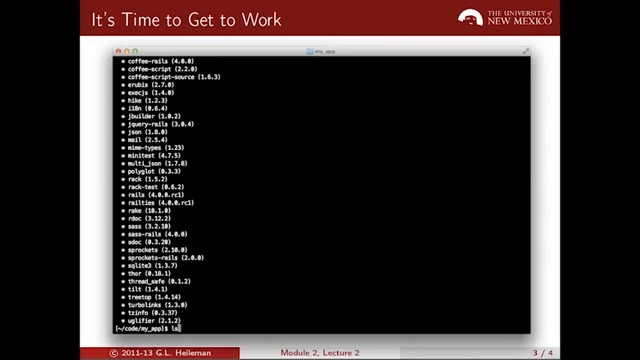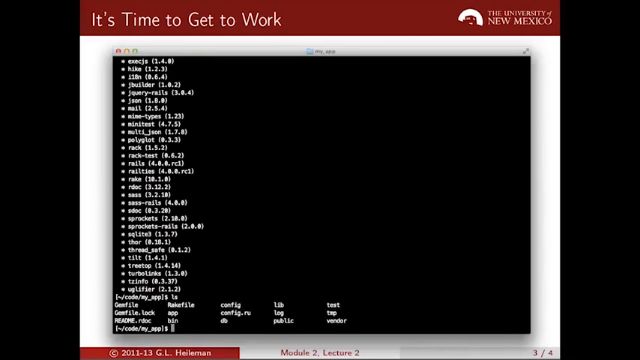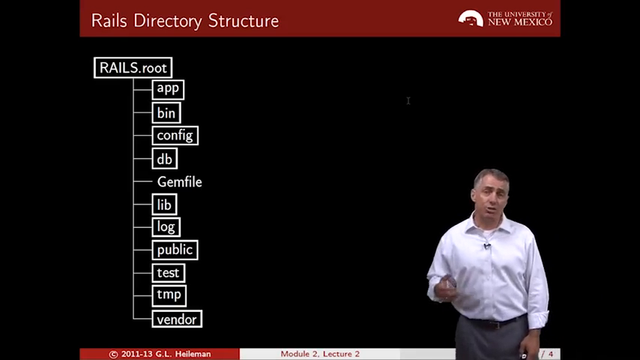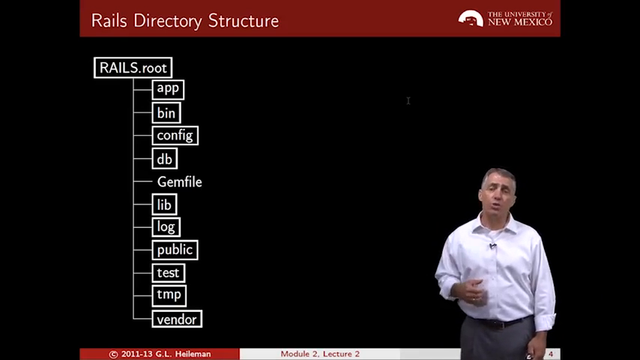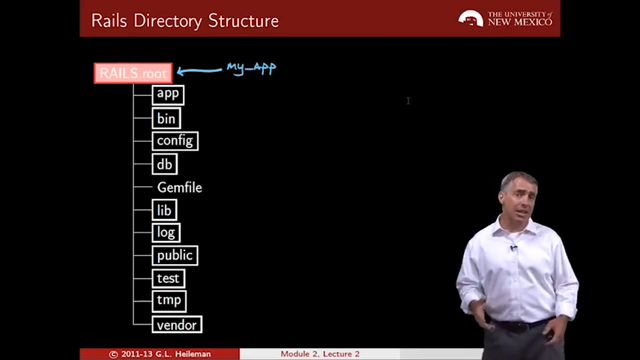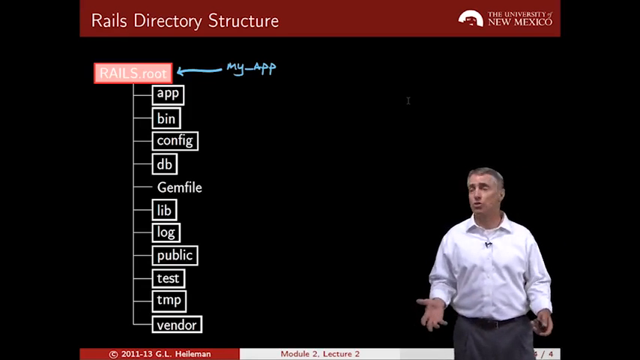If I type ls, you can see a list of the files that the Rails new generator created for us. Let's talk about each of those now. Let's take a look at the directories that the Rails application created for us. There's Rails root at the top, and in this case it's called my_app. It's going to be the name that you use when you ran the Rails new command.